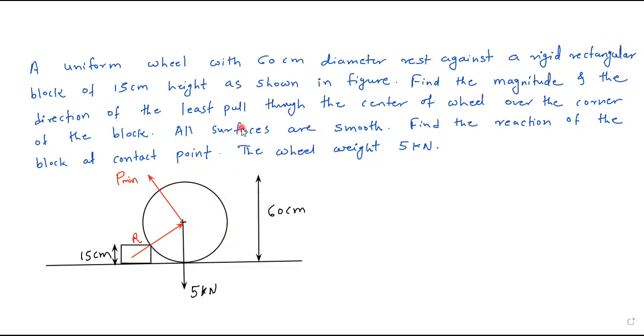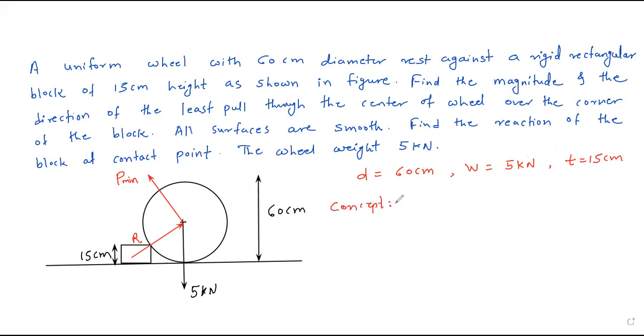Now we will see how to solve this numerical. Here I will write the given data, whatever they have given to us. D is the diameter, which is 60 centimeter. Weight W is 5 kilonewton, and the thickness of the block, that is T, is 15 centimeter. First I will write the concept that you should remember.